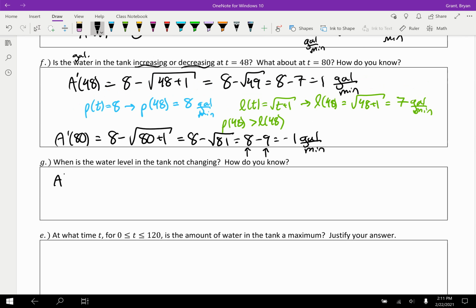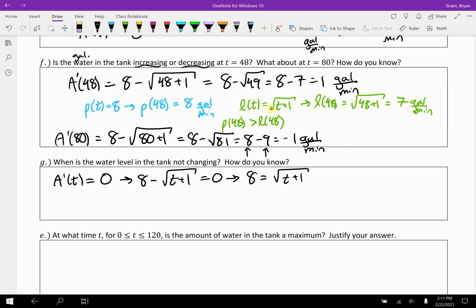The first is you could say we want to determine when the rate of the overall water level is 0. A positive rate would mean the water level going up. A negative rate would mean going down. And of course that means we need our A prime of t equation, which was 8 minus the square root of t plus 1 equal to 0. But wait, there's more. If you add the square root of t plus 1 to the right side, we get this. The question becomes, when is the rate in equal to the rate out?